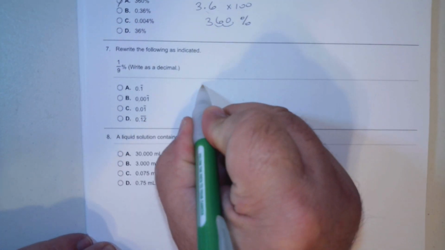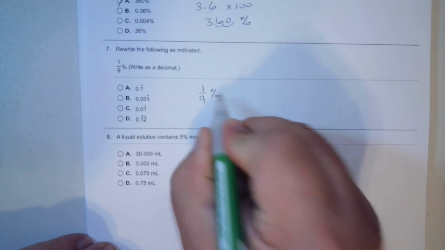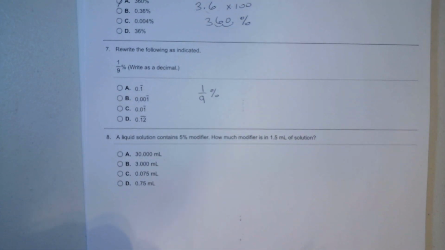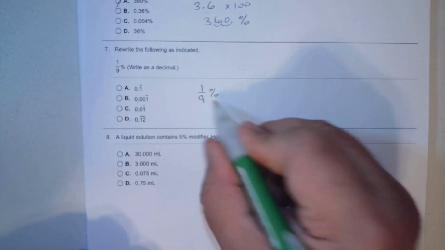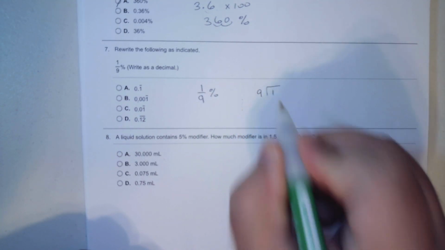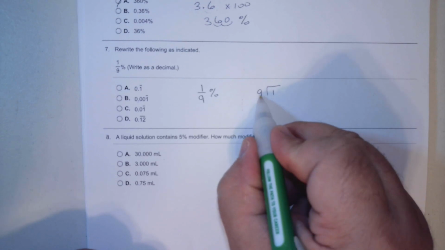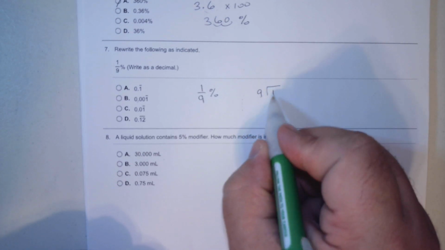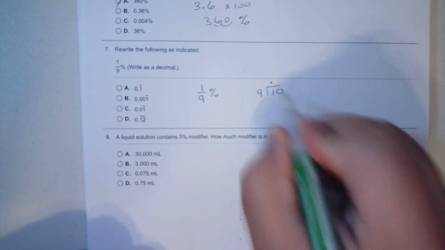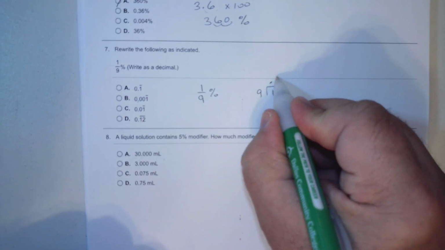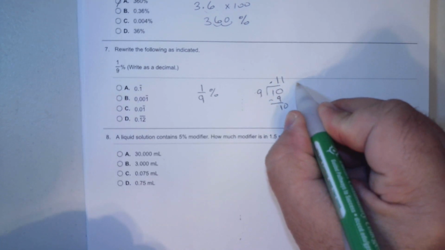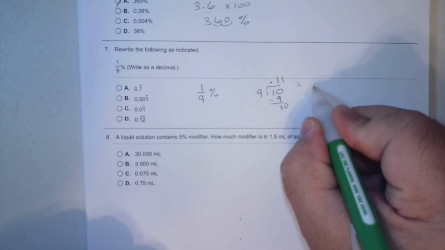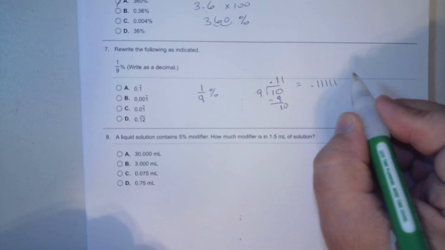Write as a decimal: 1 over 9 percent. The bottom can't be made equal to 100, so we do long division. 9 goes into 1 how many times? Doesn't. So I'll put a decimal. 9 goes into 10 once. 1 times 9 is 9. Subtract, I get 1. So you see it's going to be 0.11111.